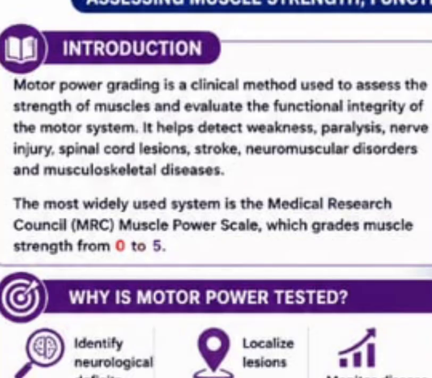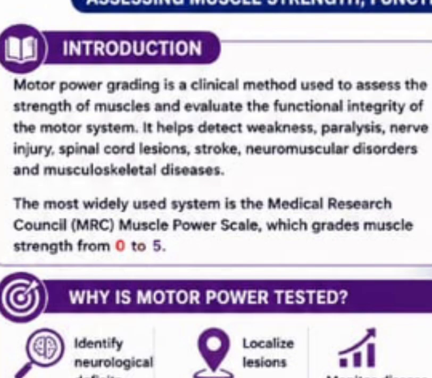So what is the MRC? The MRC is the Medical Research Council. The Medical Research Council gave a scale, and the scale is from 0 to 5. So we also call it the Oxford Muscle Grading. The Oxford Muscle Grading was formulated by the Medical Research Council. They gave a grading from 0 to 5 to determine the muscle power, to determine at what point the muscle power is.